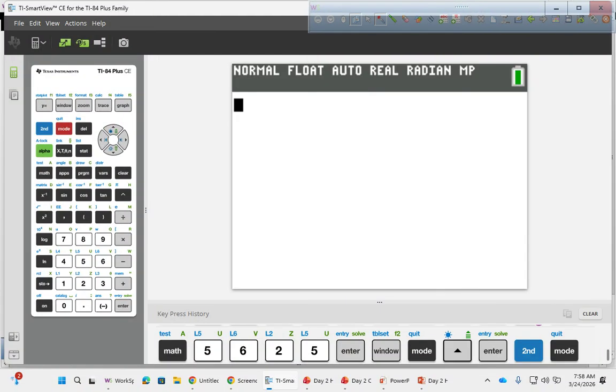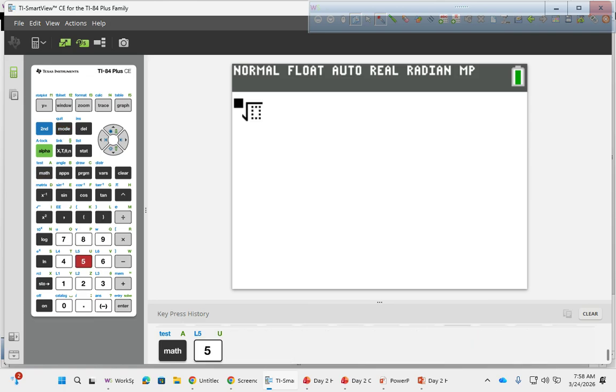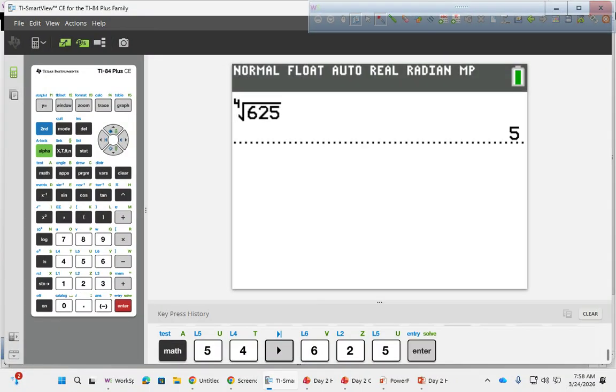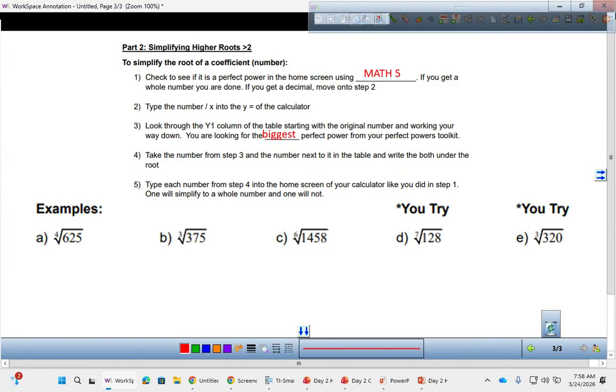All right, so we do math 5. I want this to be a 4. I want this to be a 625. If you get a whole number, you're done. So the answer to the first problem is just 5. It is a perfect 4th.